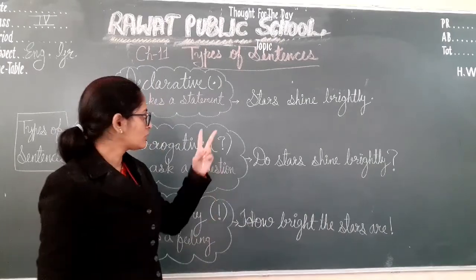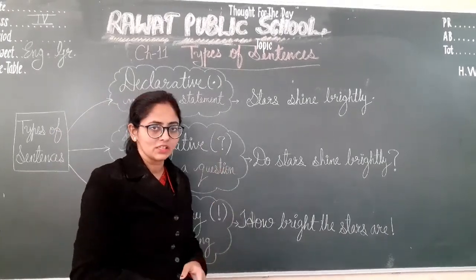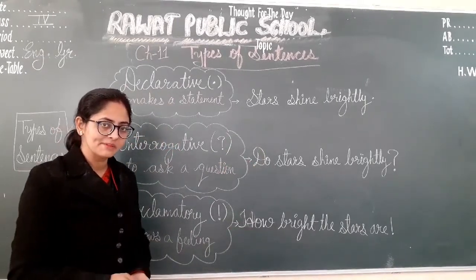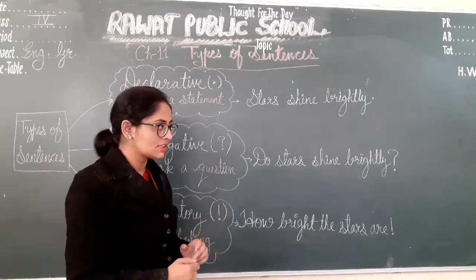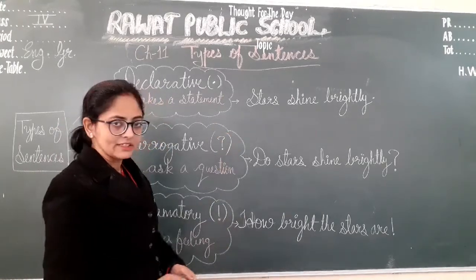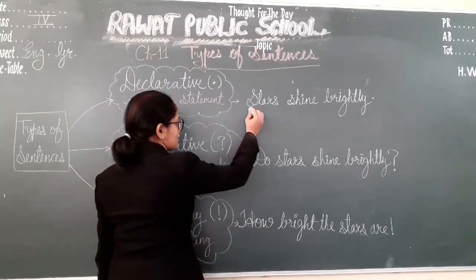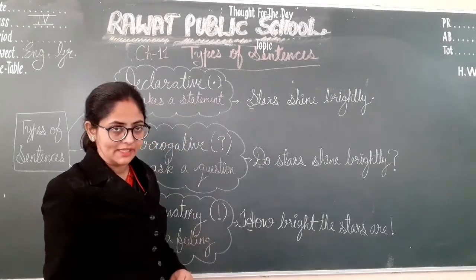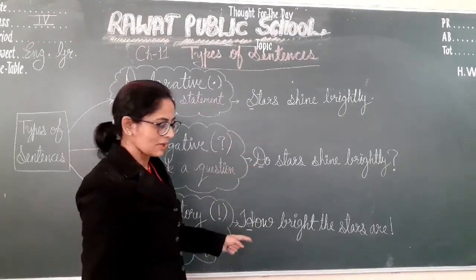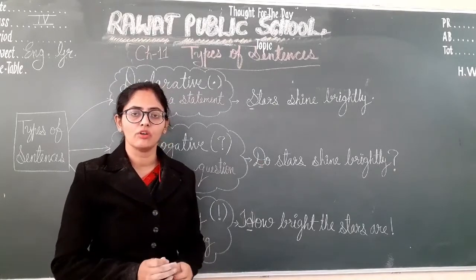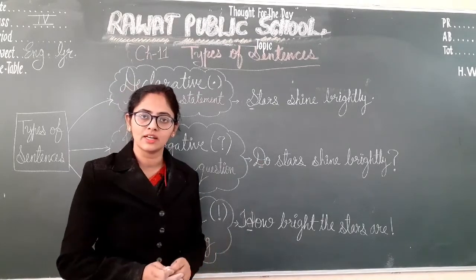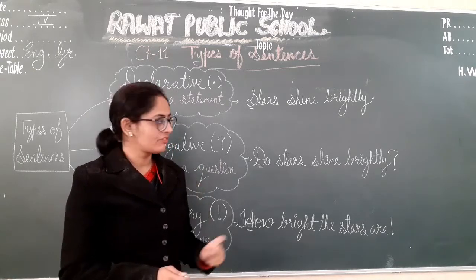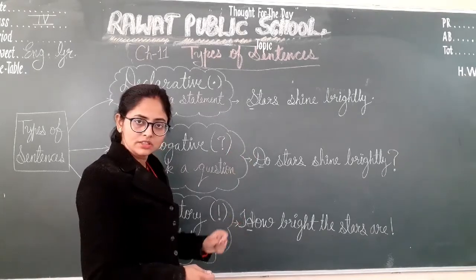There are two similarities in these three sentences. What is the first similarity? In these three sentences, the first letter is capital. This is the first similarity, that the first letter is capital. And this is the rule of the sentence also. ये हर एक sentence का rule होता है, जब भी हम कोई new sentence लिखते हैं, the first letter must be always capital.